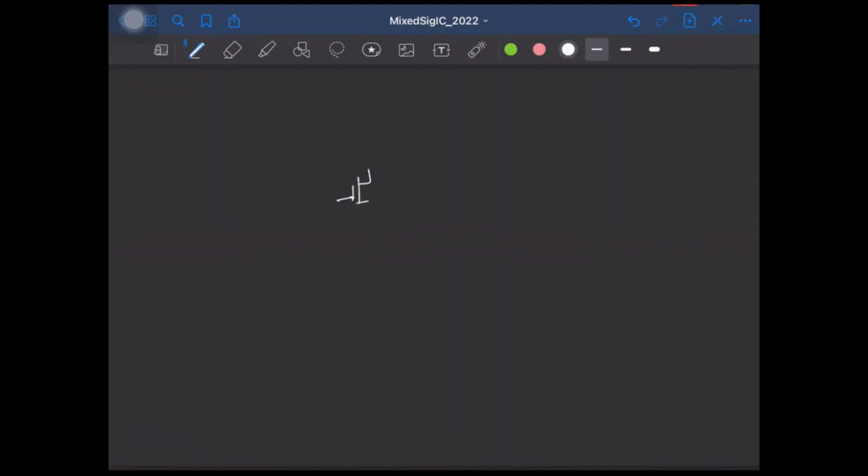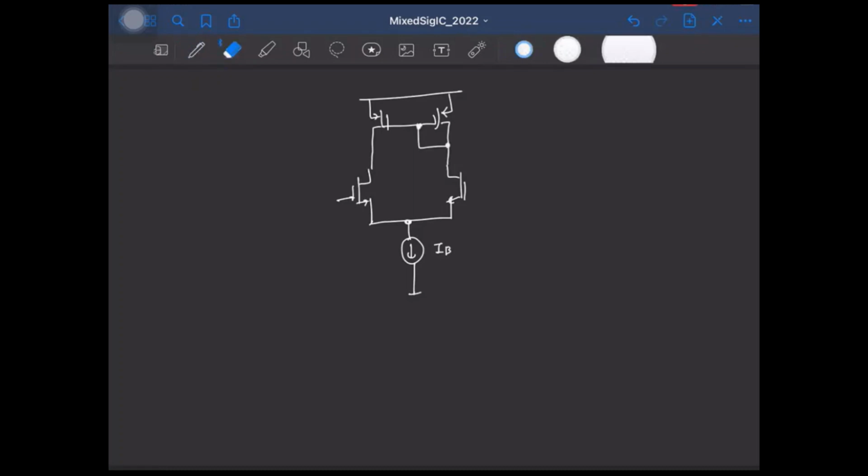So let's consider the single stage OTA, right? So this is the differential pair. This is the bias current, say IB, and we have the PMOS current mirror load. Let me draw the diode connected PMOS in this side. Okay, so this is connected to the gate, right? So this will be the positive, and this will be the negative terminal. Okay, and this will be the output, right?